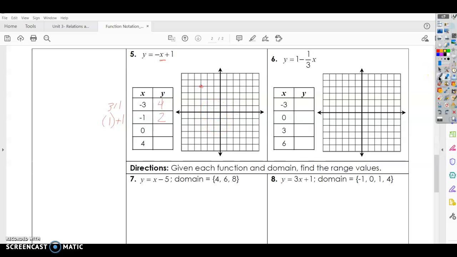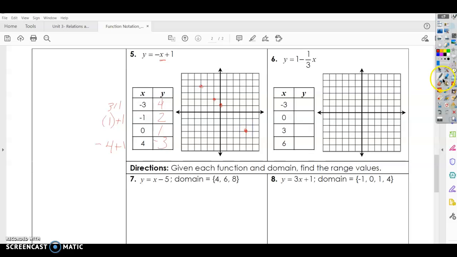I know these are linear equations, so it has to be a straight line, so I knew I'd messed up. All right, so 0. So 0 plus 1 is 1. And then -4 plus 1 is -3. All right, so I've graphed -3, 4. And now I'm going to do -1, 2. And then 0, 1. Now it's lining up straight. And 4, 1, 2, 3, 4, 1, 2, -3.